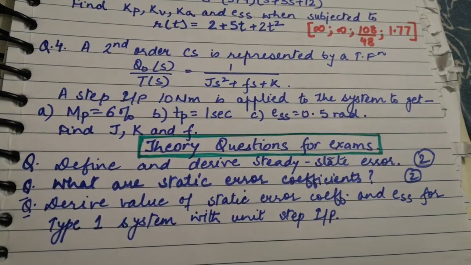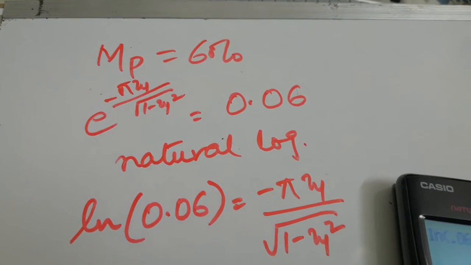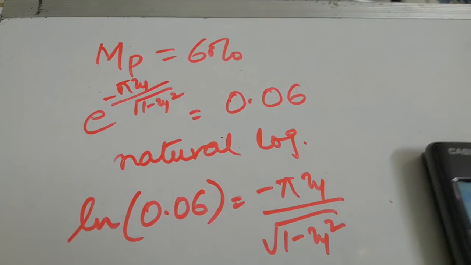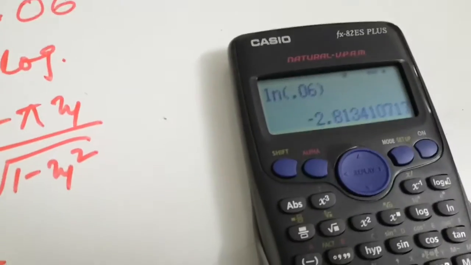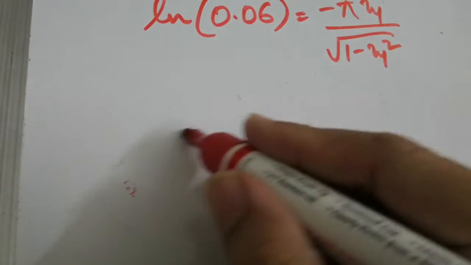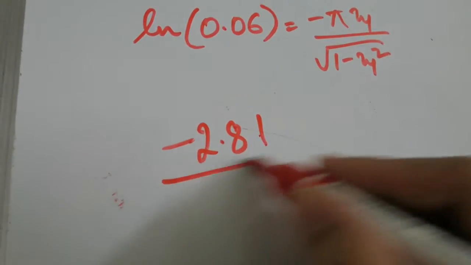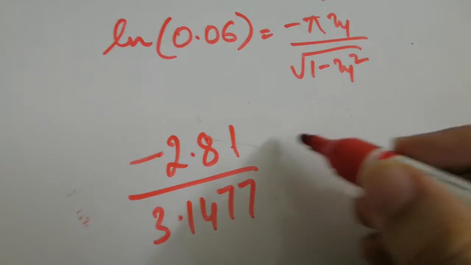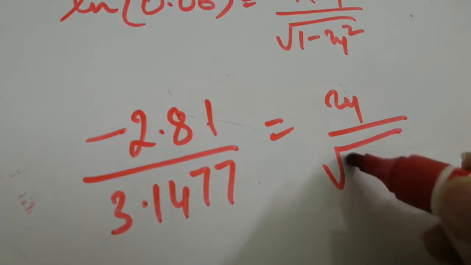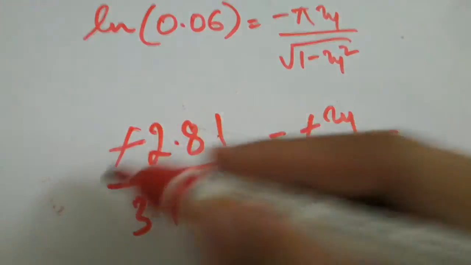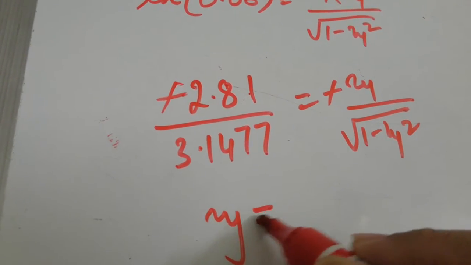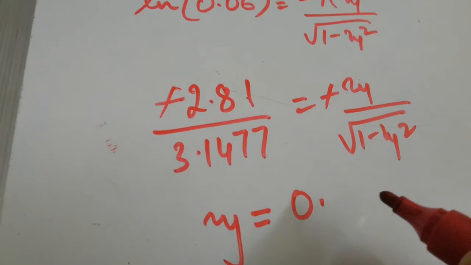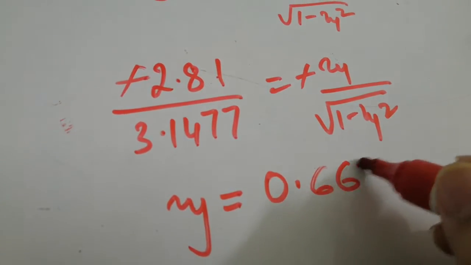So we have to go for this numerical now. I have put the very first equation that is being given, Mp equals 6%. Taking natural log here, I have got the value as minus 2.81. So I am going to put the value here: minus 2.81 divided by 3.147 equals zeta upon under root of 1 minus zeta square. Here the minus will get cancelled out, and after squaring both sides, I am going to get the value of zeta as 0.667.